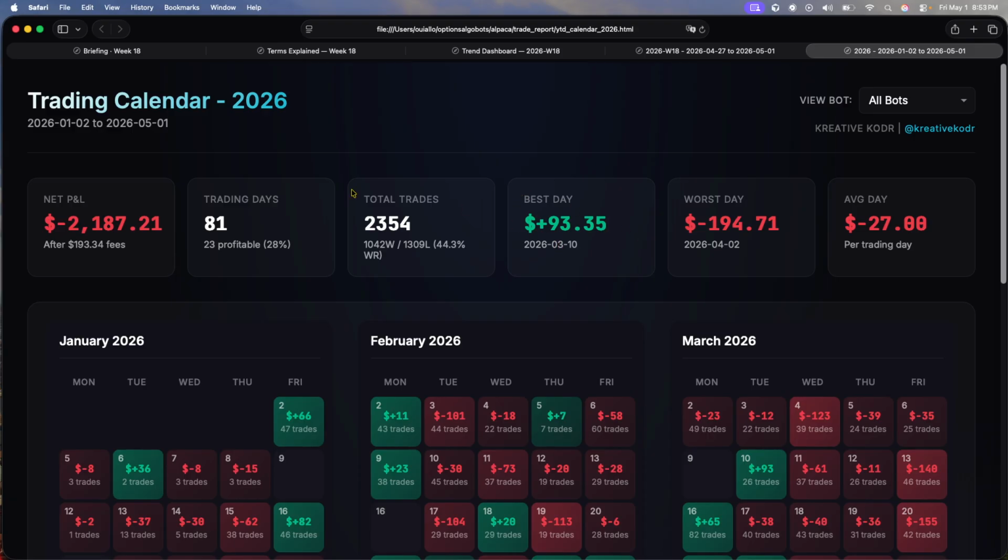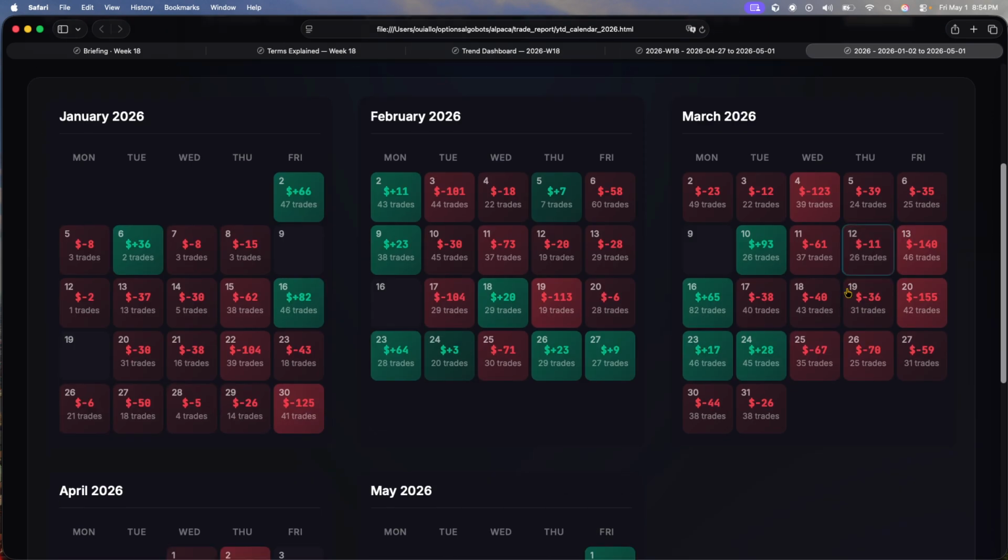So year to date, we're looking at 2,300 plus trades, a 43% win rate, and 81 trading days. Our net P&L is negative $2,100. Worst day was negative $194, and best day was $93. On an average day, we're losing about $27, right?